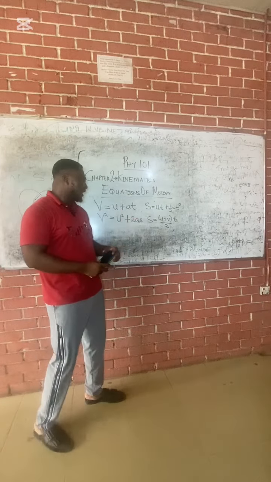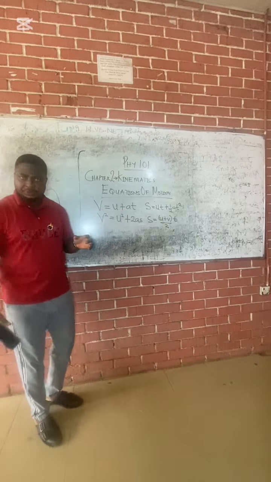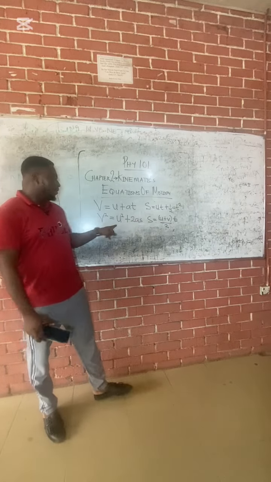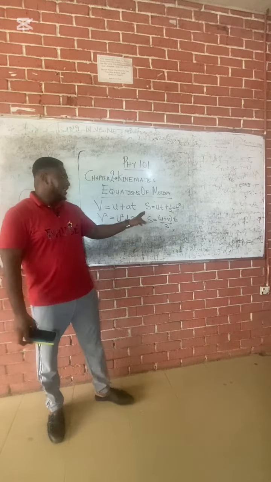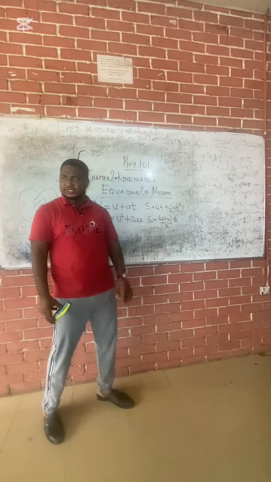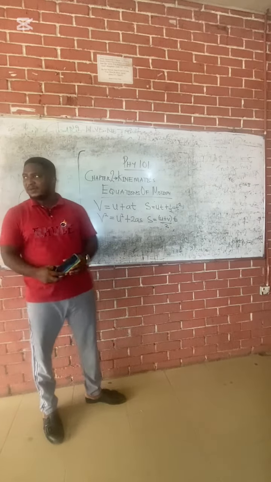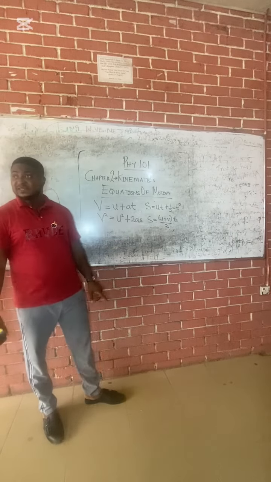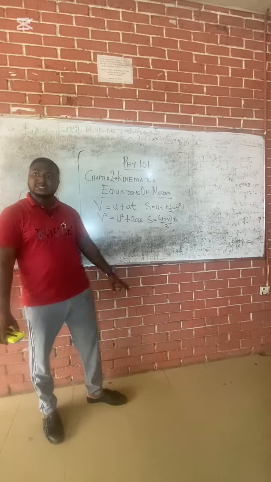Now, moving forward, class. These are the 4 equations of motion. V equals U plus AT. V squared equals U squared plus 2AS. S equals UT plus half AT squared. And S equals (U plus V) over 2, times T. Class, this V stands for final velocity. This U stands for initial velocity. This A stands for acceleration. This T stands for time.